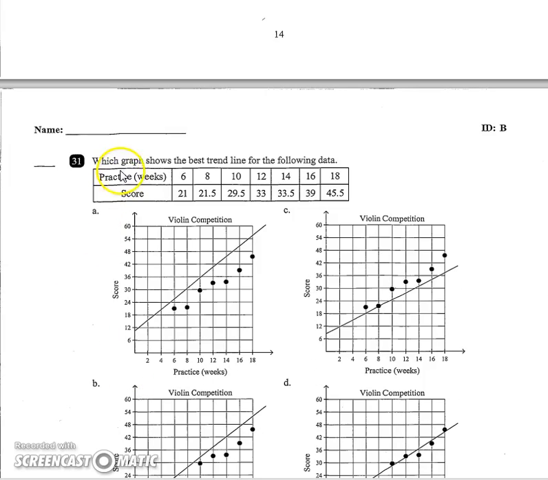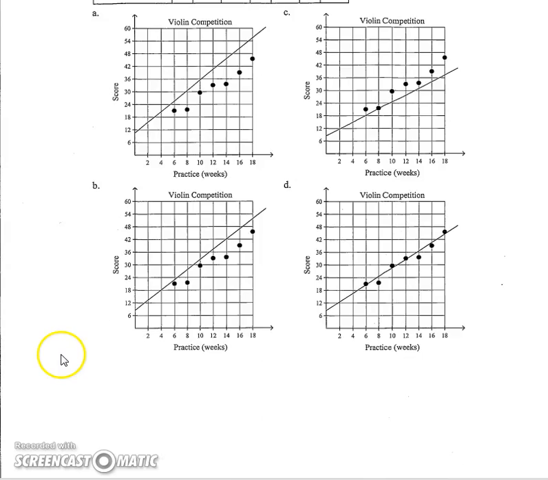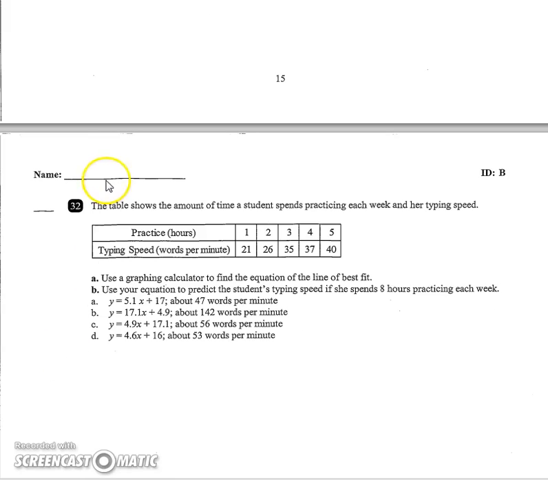Number 31, which graph shows the best trend line for the following data? Again, feel free to use your calculator to compare the graphs. Number 32, the table shows the amount of time a student spends practicing each week and her typing speed. So once again, it's asking you to use a graphing calculator to find the equation of the line of best fit. And part B, use your equation to predict the student's typing speed if she spends 8 hours practicing each week.